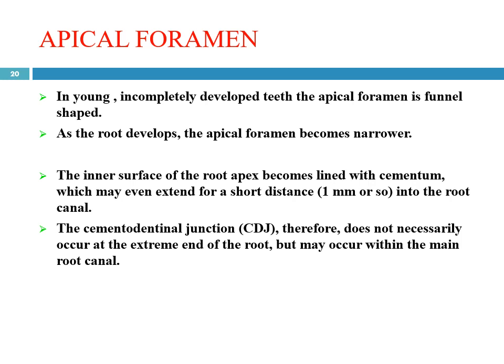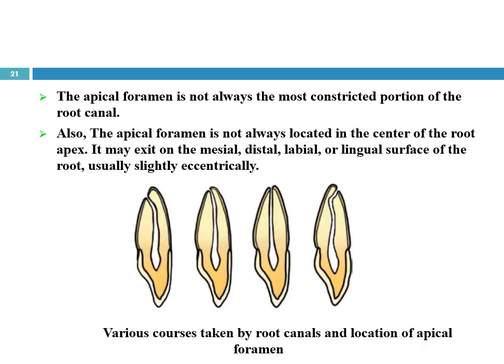And the apical foramen, in case of young teeth, incompletely developed teeth, is usually funnel shaped, whereas as the root develops, it's going to become narrower. The inner surface of the root apex is going to be lined by cementum up to a short distance into the root canal, and the CDJ is a very important anatomical landmark because at this particular CDJ, the root canal treatment or the filling material should come to an end.